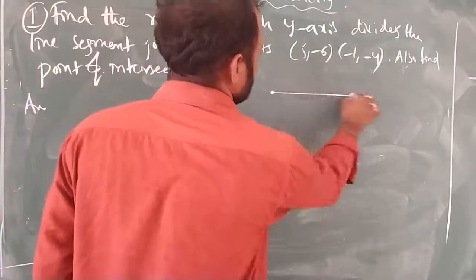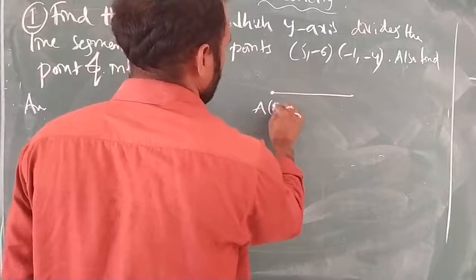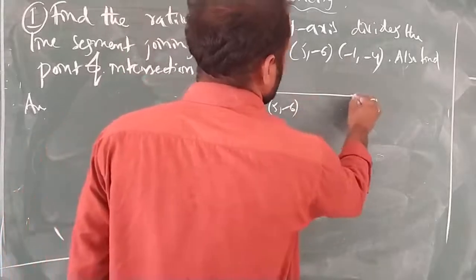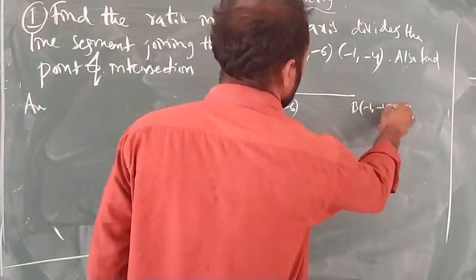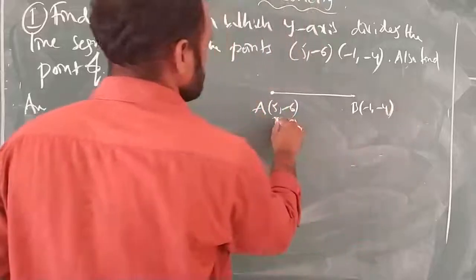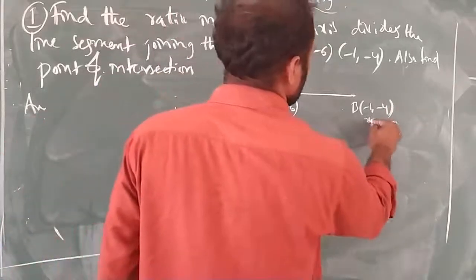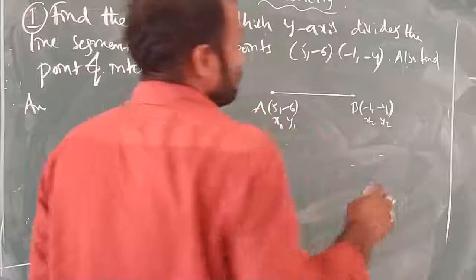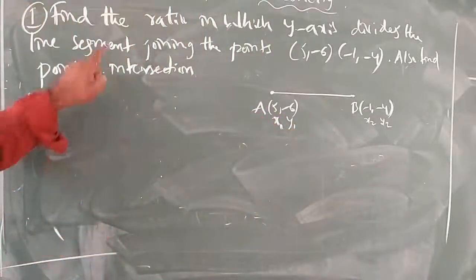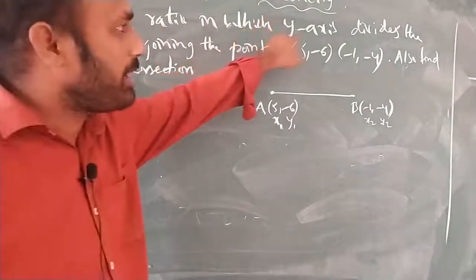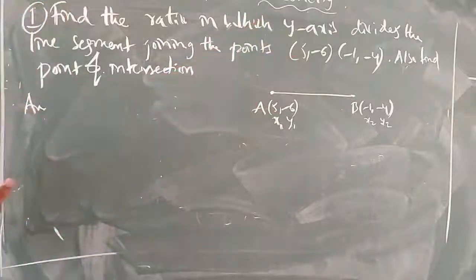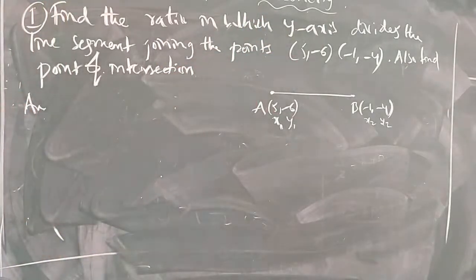There are 2 points, A is 5 comma minus 6 and B is another point, minus 1 comma minus 4. So this is x1 y1, this is x2 y2. Whenever the question is asking to find the ratio in which the y-axis divides or the x-axis divides, remember one thing, that we need to assume the ratio as k is to 1.